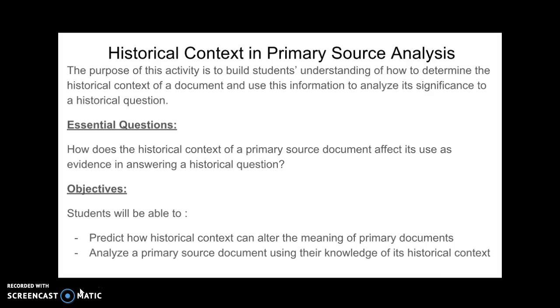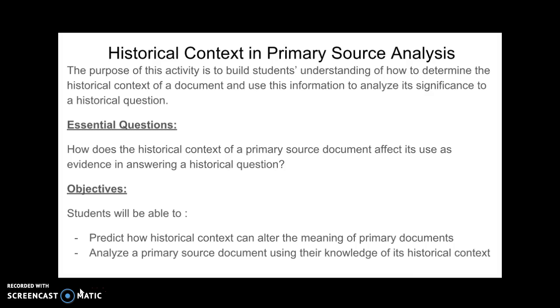The purpose of this activity is to build students' understanding of how to determine the historical context of a document and how to use this information to analyze its significance to a historical question. The essential question that you should be able to answer after viewing this portion of the tutorial is, How does the historical context of a primary source document affect its use as evidence in answering a historical question?